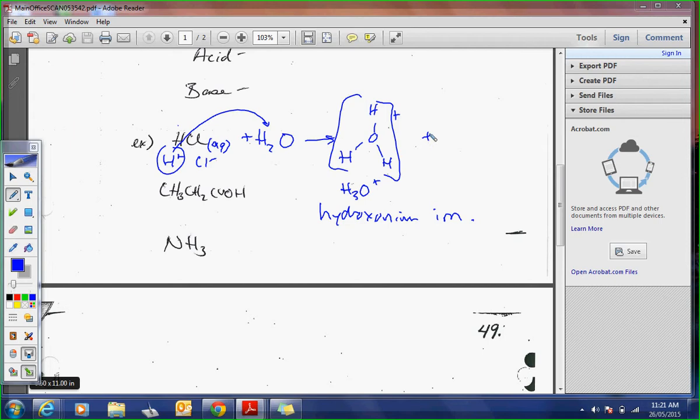And what's left over then? Cl minus. So who donated the proton? HCl. Who accepted the proton? The water. So what is, by definition of Bronsted-Lowry, a base here? Water. So water has accepted, so this is that acid that's fine by Arrhenius or Bronsted-Lowry. This is now a base because it's accepted the proton.